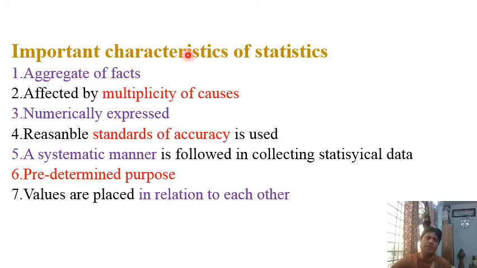Aggregate of facts means statistical data are not a single fact or single data. Single data is not statistics. To be statistics, it must be a group of data. This is aggregate of facts affected by multiplicity of causes. Statistical means and results are the reflection of a group of causes, not a particular single cause.